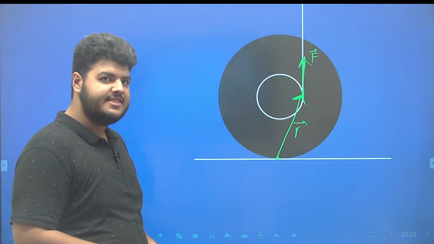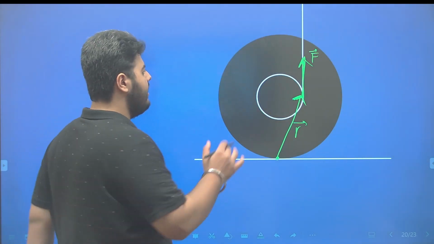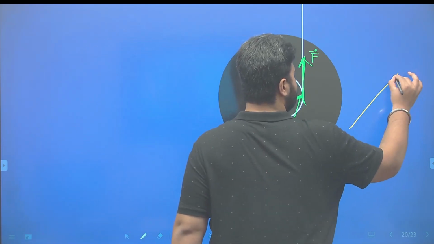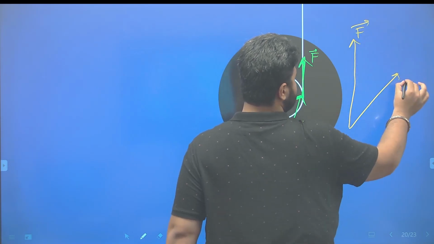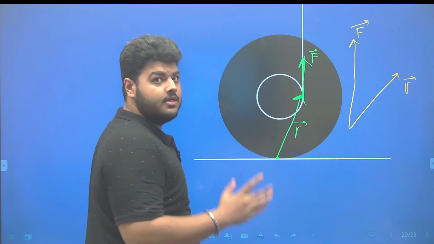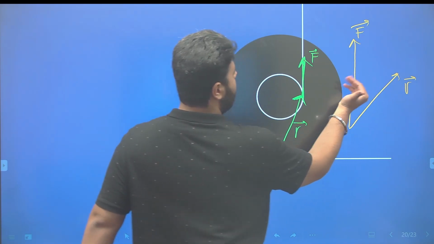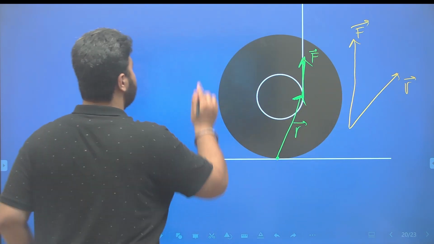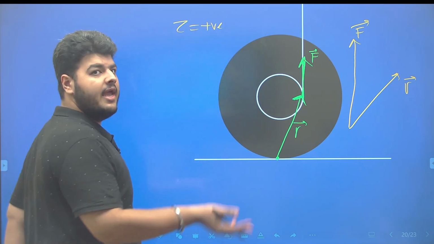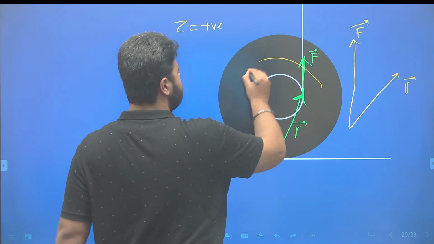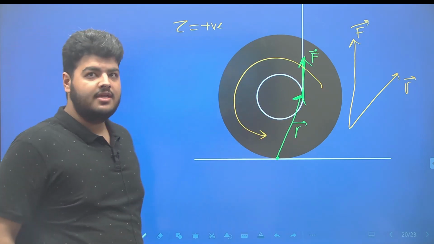So in the second case, we can see that the position vector is this and the force vector is this, and through the R cross F right hand rule we can see that the torque's direction is pointing outwards. Therefore your torque is positive torque, and positive torque brings anti-clockwise rotation. Now this spool will rotate like this, anti-clockwise. So here the second case is happening in this way.